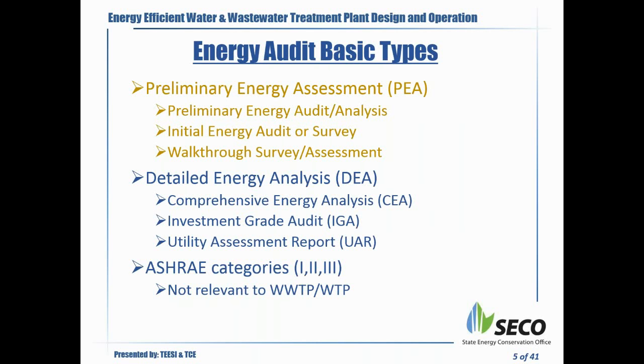Primarily, a preliminary energy assessment is a process in which we do the assessment of the facilities, but it doesn't go as much in depth as a detailed energy assessment would. A detailed energy analysis is also called DEA. Some people call it comprehensive energy analysis, CEA. It is also called investment grade audit, IGA. And in the SECO Lone Star program, it is called utility assessment report, or UAR.